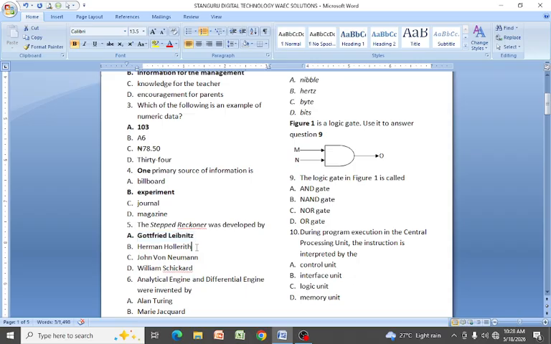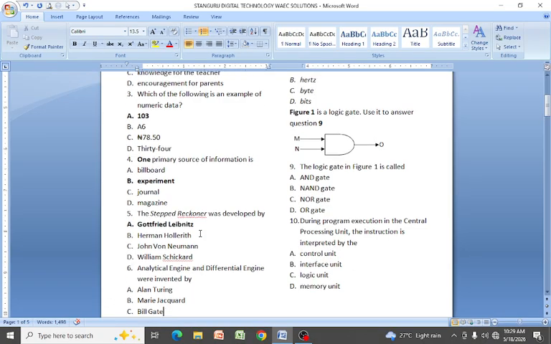Why Herman Hollerith is not the answer: we know him for developing the punch card. John von Neumann can never be the answer because he is known for computer architecture design. Then Wilhelm Schickard built an early calculator, but not the Step Reckoner. So the answer is A. Let's choose A as our correct answer.